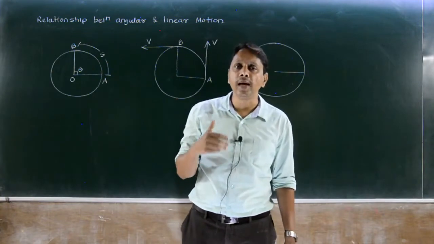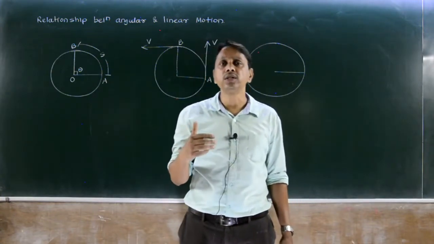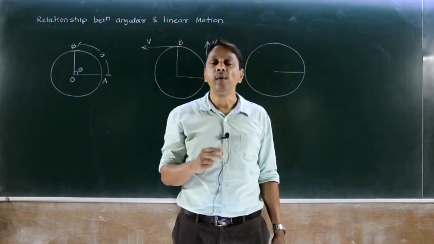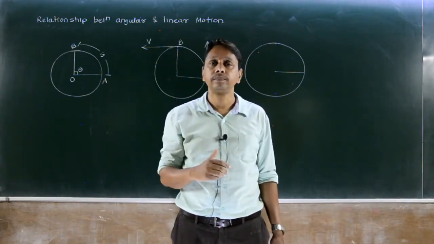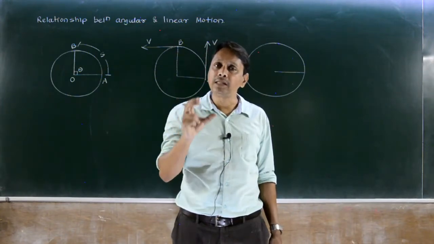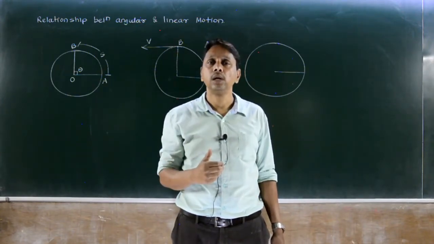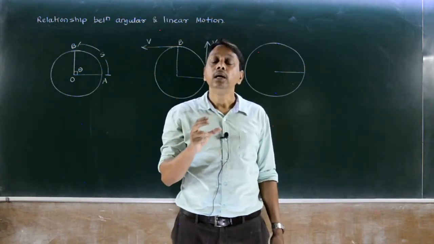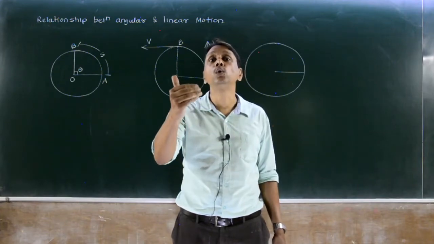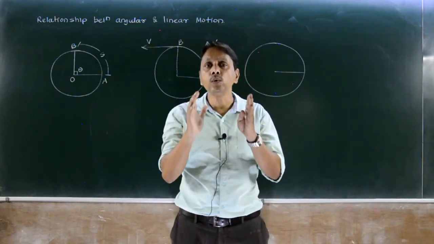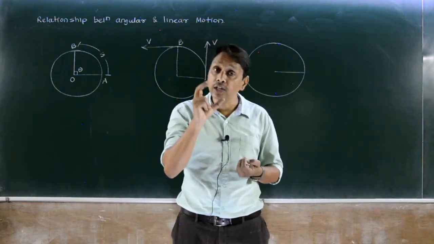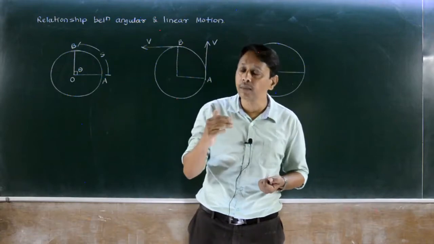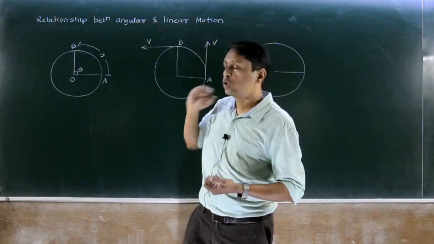In this series we are now discussing circular motion. In the last few videos we discussed the terms of circular motion and derived three basic equations of circular motion. But to solve numericals, we need a relation between linear and circular motion, and that relation we are going to derive in this video: a relation between angular and linear motion.